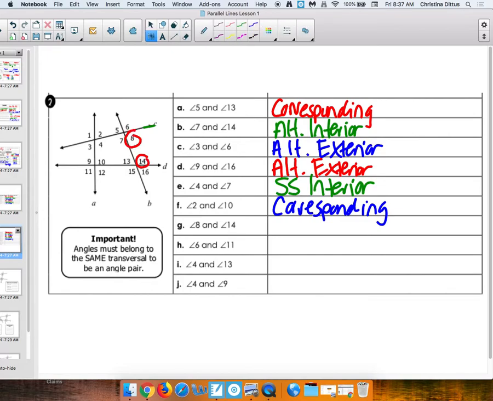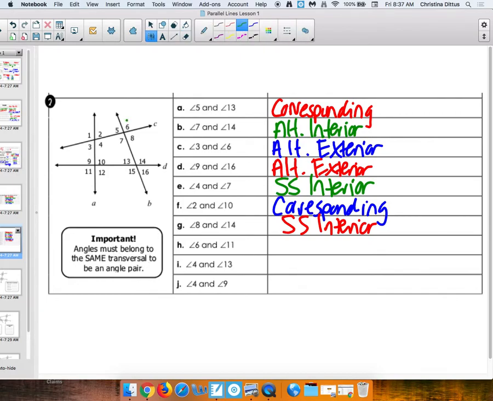Fourteen. Are they related? Yes. What are they? Same side exterior? Interior. There's no such thing as same side exterior.